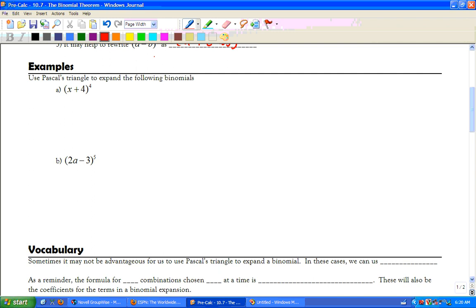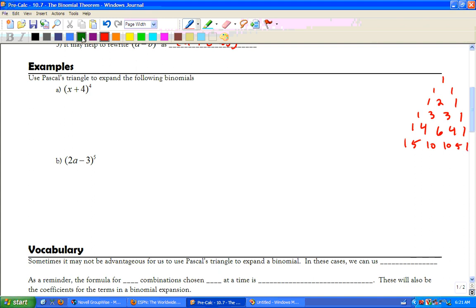So here's practical two examples of binomial expansion using Pascal's triangle. The first thing, I'm just going to generate Pascal's triangle on the side so that we can have it for use. 1, 3, 3, 1, 1, 4, 6, 4, 1, 1, 5, 10, 10, 5, 1.